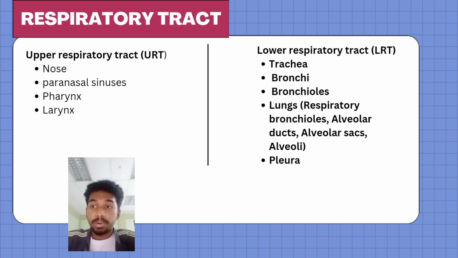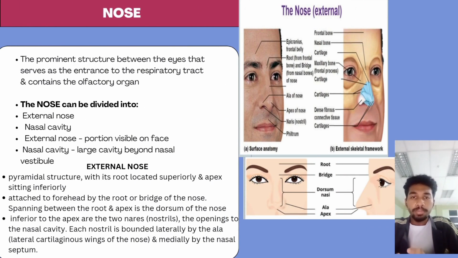The respiratory bronchioles, alveolar ducts, alveolar sacs, and alveoli, and also the last one is pleura. Then now we go to the components of the respiratory system. The first one is the nose.